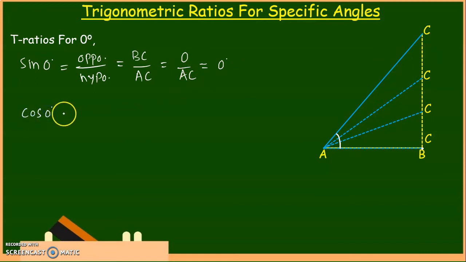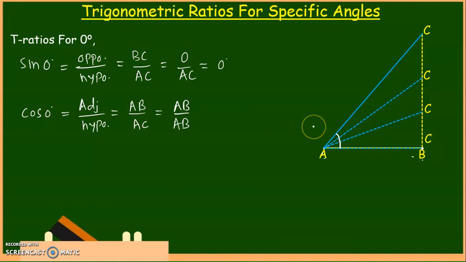And if you want to find out the value of cos 0, cos is the ratio of adjacent side and hypotenuse. So for cos 0 degrees, the adjacent side is AB and the hypotenuse is AC. But if you see here, at 0 degrees, the lengths of AB and AC both will be equal. So in place of AC, you can write AB, because when the angle A becomes 0, AB and AC are equal. So this AB will be cancelled out, and we get cos 0 equal to 1. So sin 0 is 0 and cos 0 is 1.